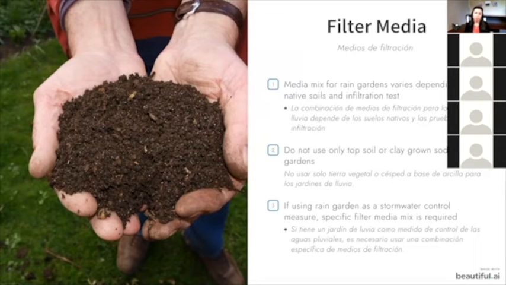We've talked about this a couple of times, but that media or mix depends. It really depends on your site, kind of what you need for success of your rain garden. Don't use only topsoil. There are some folks who use sod for rain gardens, but you cannot use clay-grown sod. And really best practice is to use native plants anyway. But just that note, there is sand-grown sod and there's clay-grown sod, and you have to use sand-grown sod for rain gardens, not clay-grown sod. But again, it's actually better to just use native plants. And then the specific filter media mix is required if it's a stormwater control measure, like I mentioned.